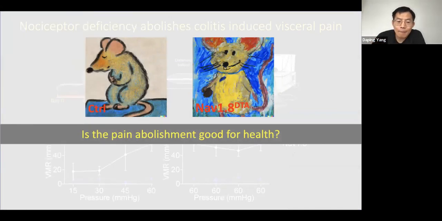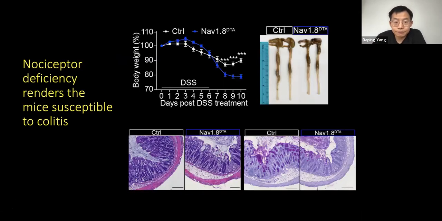But is the pain abolishment we observed in the knockout mice good for their health? The answer is no. The following analysis showed that the knockout mice displayed much more body weight loss and shorter colon length, much more severe colon structure disruption, and much more goblet cell loss using the Alcian blue PAS staining, which demonstrates that the neuron deficiency renders the mice more susceptible to DSS-induced colitis.